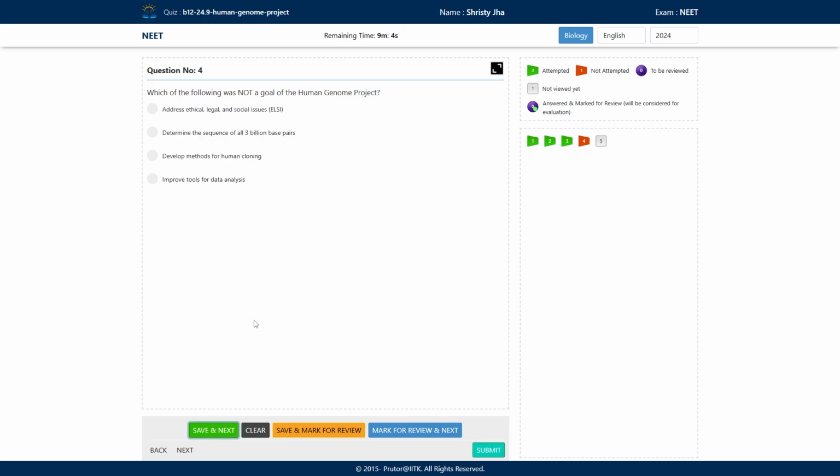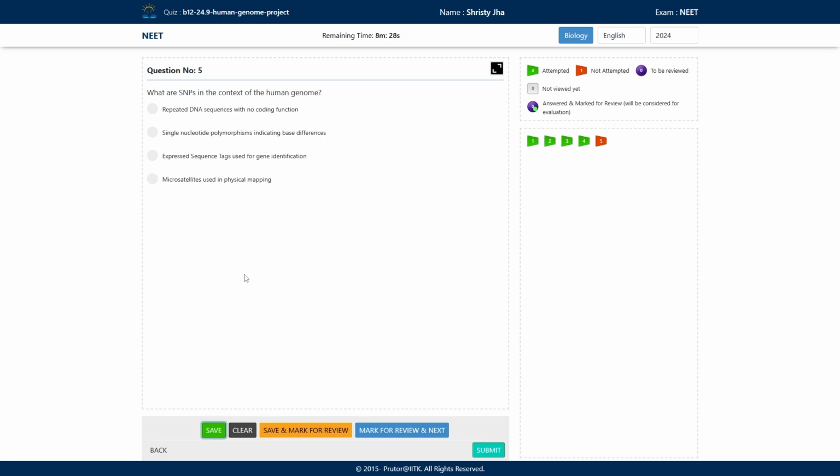Then, which of the following was not a goal of the Human Genome Project? Address ethical, legal, and social issues. So, we know that it is one of the goals of the Human Genome Project that they have to address ethical, legal, and social issues. Then, to determine the sequence of 3 billion base pairs. Okay, this was also a goal of the Human Genome Project. Then develop methods for human cloning. So this was not a goal of the Human Genome Project. Then an improved tool for data analysis. Yeah, this was a goal of the Human Genome Project.